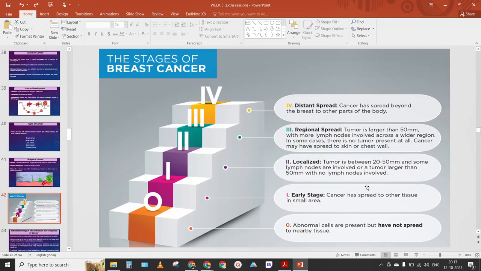Then we have an example of stages of breast cancer. Breast cancer has four stages. At stage zero, abnormal cells are present but have not spread to the nearby tissues. Then in the early stage, cancer has spread to other tissues in a small area. Then in the localized stage, the tumor is between 20 to 50 mm and some lymph nodes are involved, or a tumor larger than 50 mm with no lymph nodes involved. Then in the regional spread, the tumor is larger than 50 mm with more lymph nodes involved across a wider region. In some cases, there is no tumor present at all. Cancer may have spread to the skin or chest wall. Then in the last stage, stage 4, cancer has spread beyond the breast to other parts of the body.